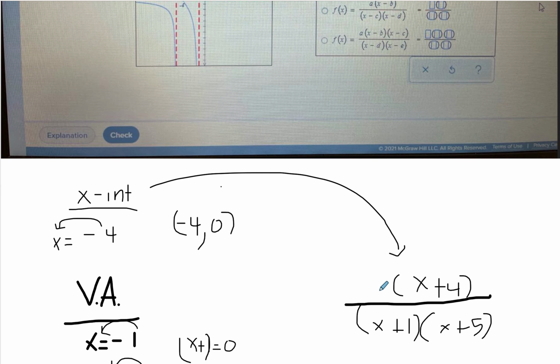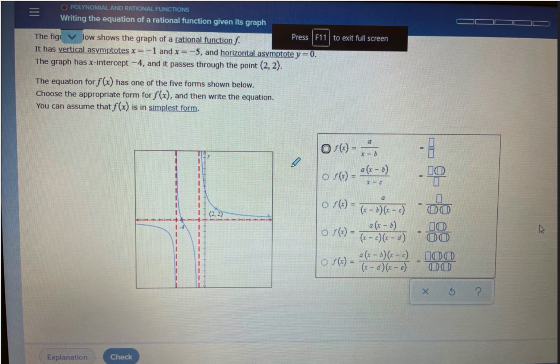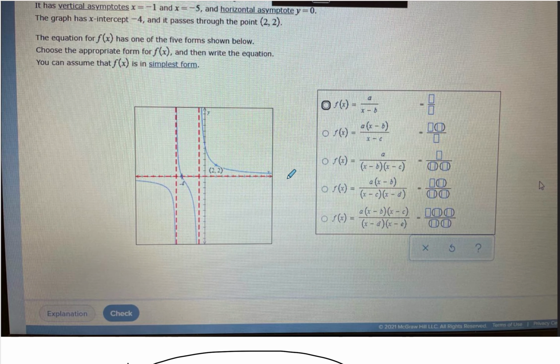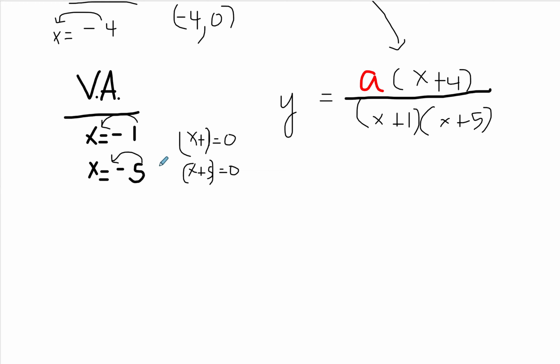Could there be a number out in front here? There could. So let's see what else they told us. They told us that it passes through the point 2, 2. And that's all we need to know. So if it's passing through that point, that means that this is going to be equal to y. Since I don't know whether or not I have a coefficient out in front here, I'm just going to put an a there. Because I could have a -1, I could have a 2, I could have a 3. But the fact that they told me that it passes through the point 2, 2 means that I can plug that value in. So I'm going to come down here and write that it passes through that point.